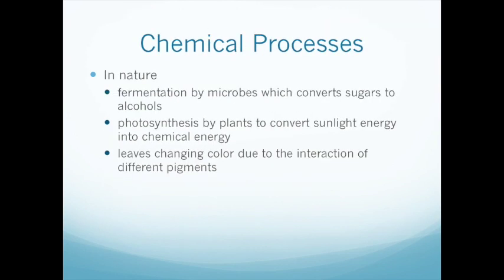In nature, things like fermentation by microbes is an example of a chemical process. Many microbes will convert sugars into alcohol, for instance, or into lactic acid. Photosynthesis is another chemical process where plants convert sunlight and carbon dioxide into sugar. And leaves changing color because of pigments in between the chlorophyll molecules, that's also an example of a natural chemical process.